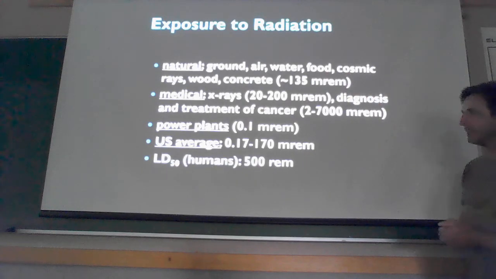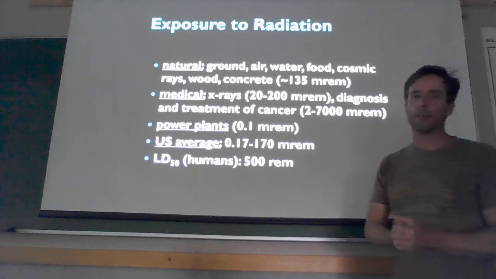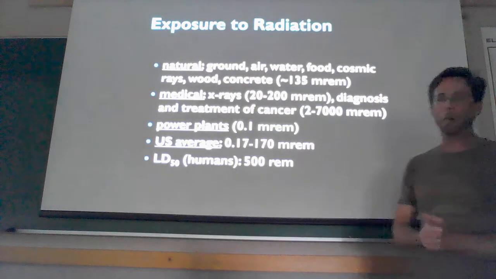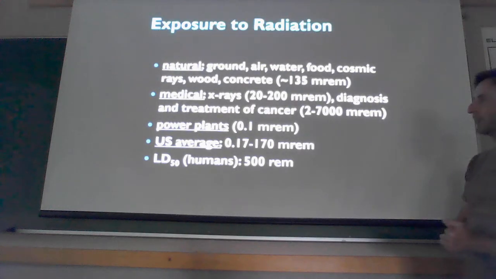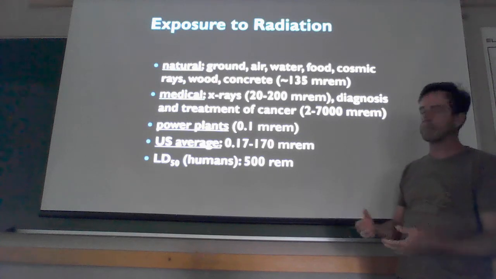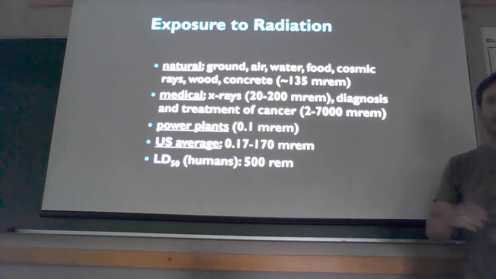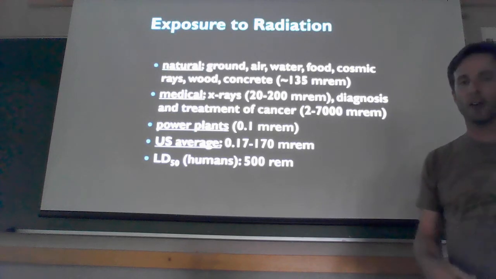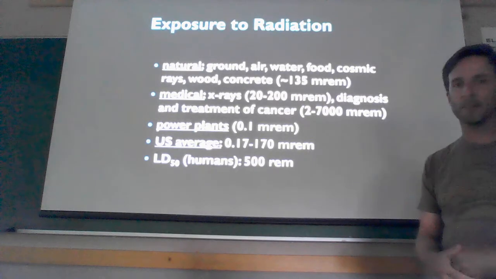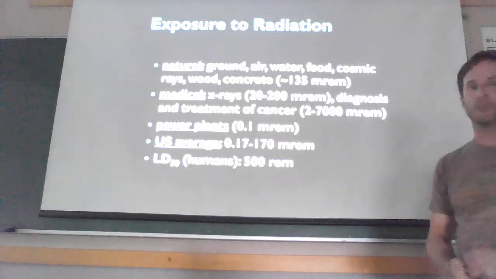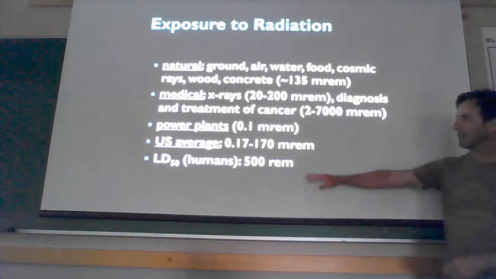The LD50. LD50 stands for the lethal dose for 50% of the population. So if 100 people are exposed to 500 rems of radiation, that would kill half the population. The other half, while they might survive, they would probably be very sick and develop a lot of other issues from that. But that's the LD50 for humans.